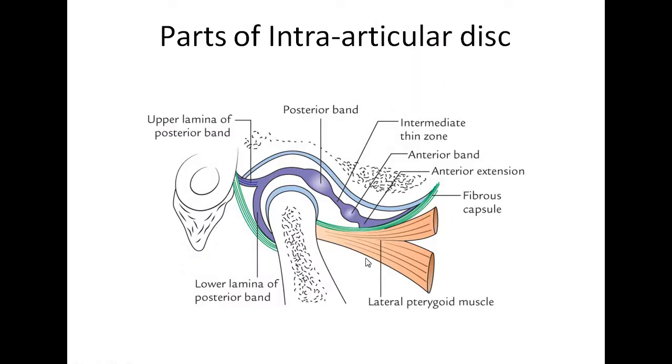The parts of the intra-articular disc from the anterior side to the posterior side are: anterior expansion, anterior thick band, then posterior intermediate zone and the posterior band, and bilaminar posterior region. The disc is attached peripherally at the peripheral annulus to the fibrous capsule. So this is the fibrous capsule shown in green, to which this intra-articular disc is attached. It is congruent with both the articular surfaces.